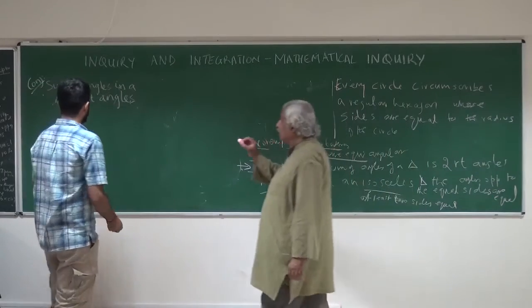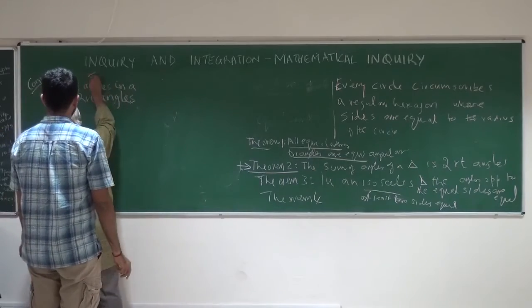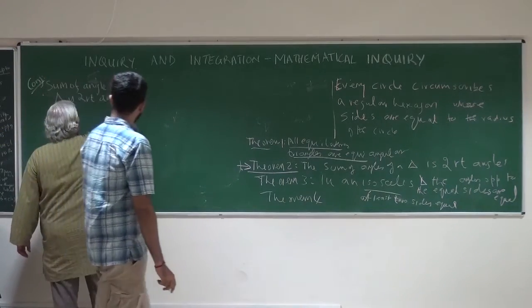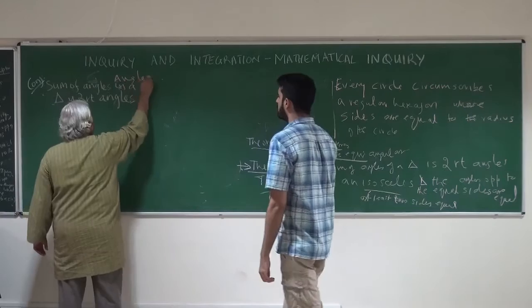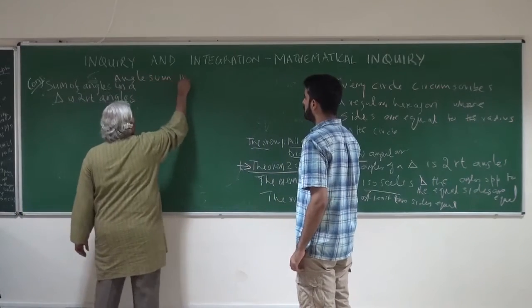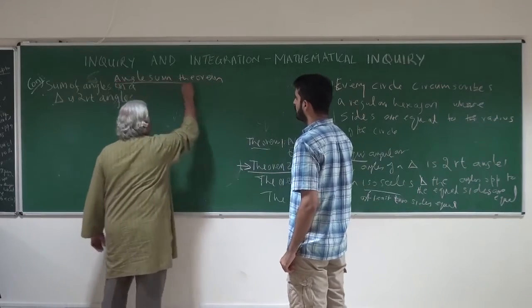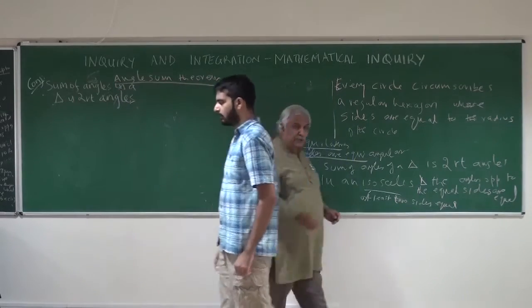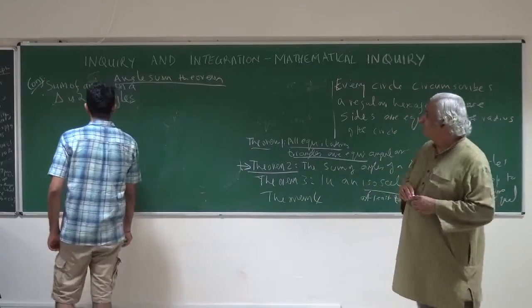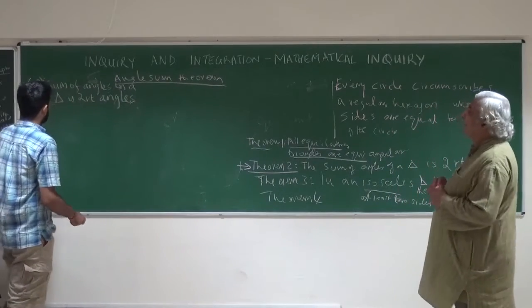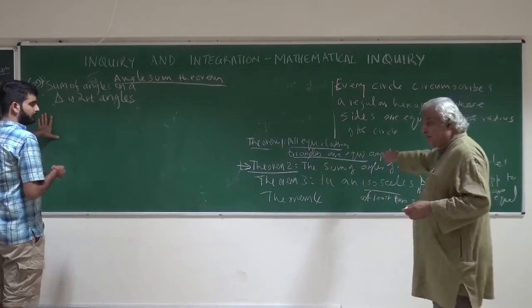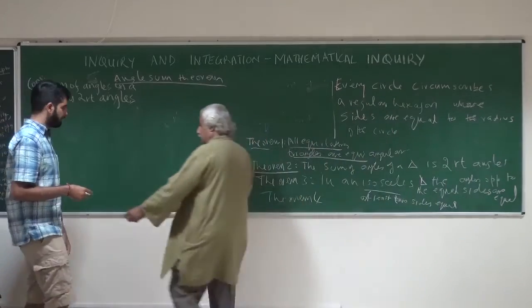Okay, let me write this. The term that people know is called the angle sum theorem. So if they look it up on Google or YouTube, that's the terminology that they're familiar with, angle sum theorem. Okay, how do we know it is true? Can I erase this one then? Yeah. We don't need this, right? Okay.